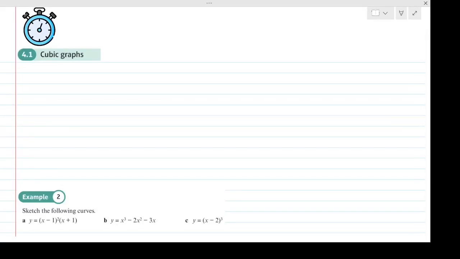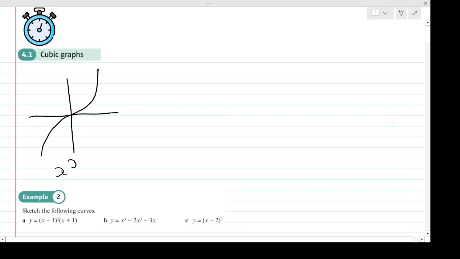Hello, so we need to be able to sketch cubics. Firstly, what we're going to look at is the positive cubic. It would look like this and it'll keep going up. Or if it's a negative cubic, it will instead be coming down like this. Okay, so negative x cubed.